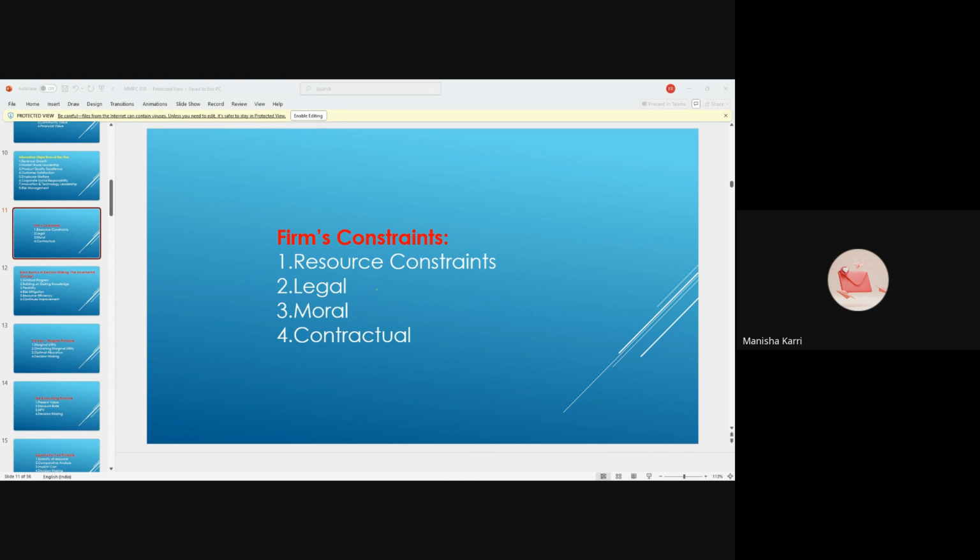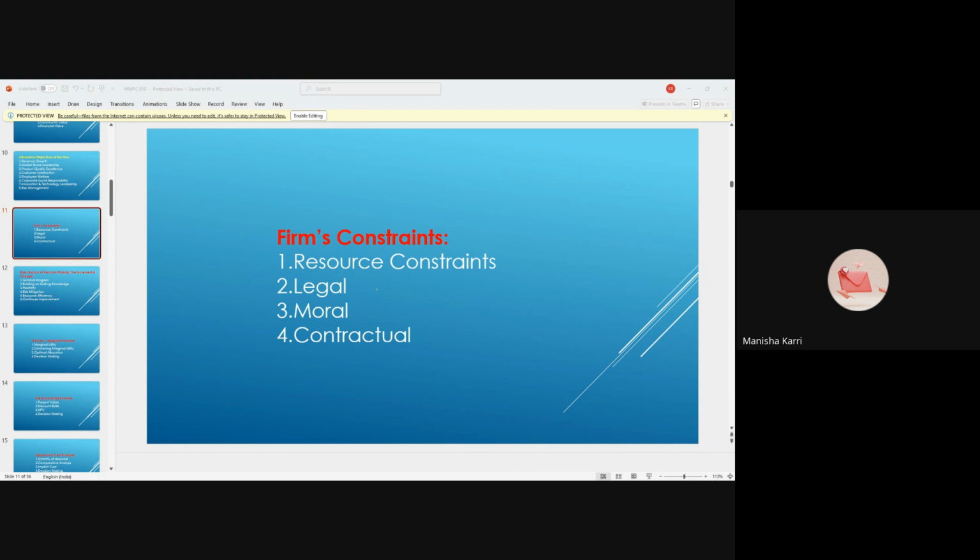Resource constraints mean many inputs may be available in a limited or fixed quantity. Example: skilled workers, imported raw materials, etc. Coming to legal constraints. Here, both individuals and firms have to obey the laws of the state as well as local laws. Environmental laws, employment laws, and disposal of wastes are some examples of legal constraints. Coming to moral constraints, these imply actions that are not illegal but are not sufficiently consistent with generally accepted standards of behavior.